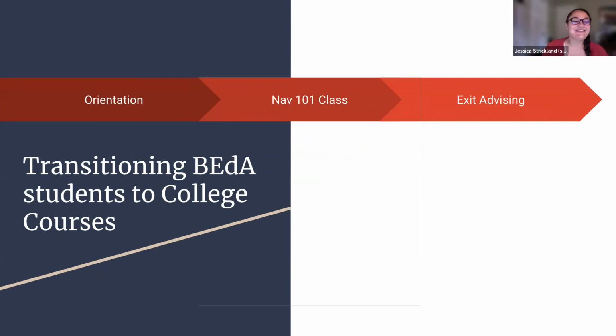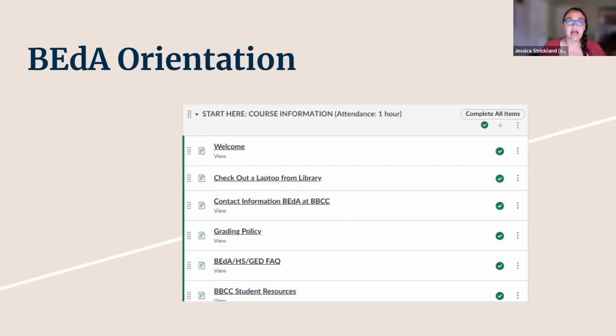Okay, sorry. So transitioning BEDA students to college courses, I have broken it down into 3 categories. And we're going to start with the first one, which is orientation. Obviously this will be orienting them not into the college itself, but specifically into transitional studies, into whatever the program looks like for your college.